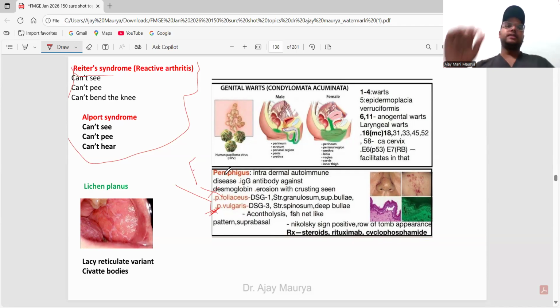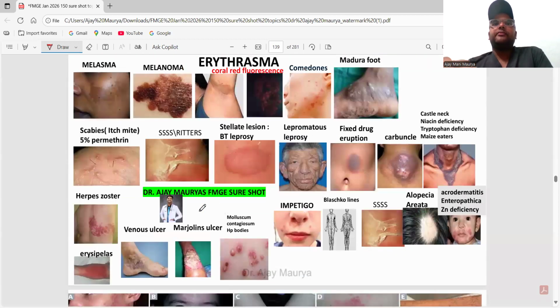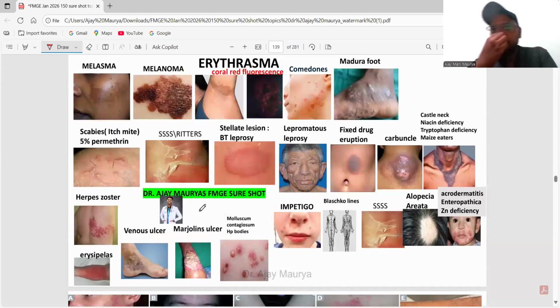This is lichen planus. There are civatte bodies here. Lacy reticular variant. Next one. Sorry for that, I didn't revise that one.